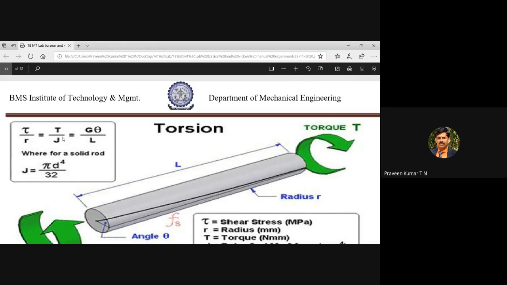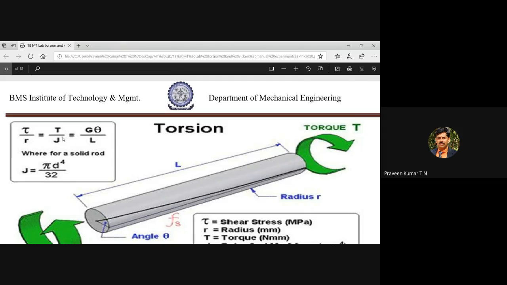J is the polar moment of inertia. We know the diameter of the specimen, and from that we can get the polar moment of inertia, pi d power 4. Then J is known. Theta is known, how much it is rotated, that you have to note down. The length of the shaft is also known. If you consider the right side of the equation, T is known, you have to note it down, that is observation. Theta is your observation during your experiment.